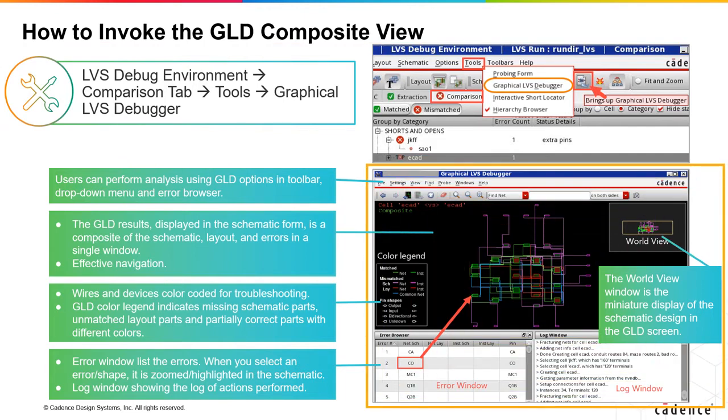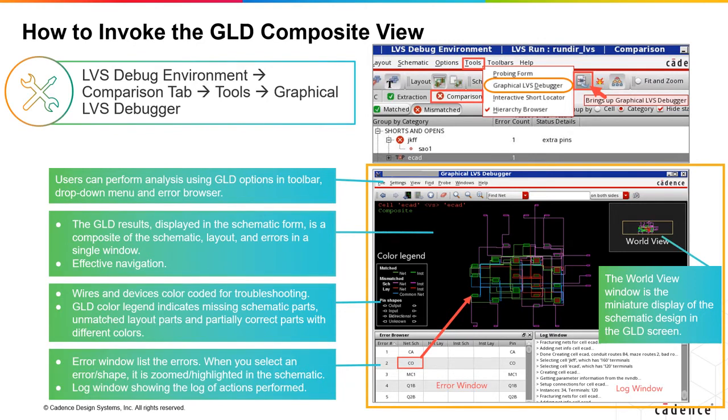The GLD results, displayed in the schematic form, is a composite of the schematic, layout, and errors in a single window, which helps in effective error navigation. Users can perform analysis using GLD options in Toolbar, drop-down menu, and Error Browser. The GLD toolbar provides you quick access to the Graphical LVS Debugger options. There are options to navigate, zoom, find, etc. Menu items include File, Settings, View, Find, Probe, Windows, and Help.